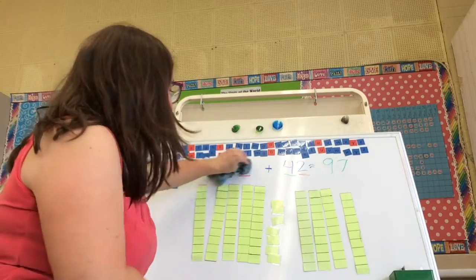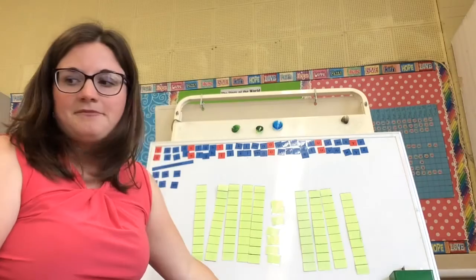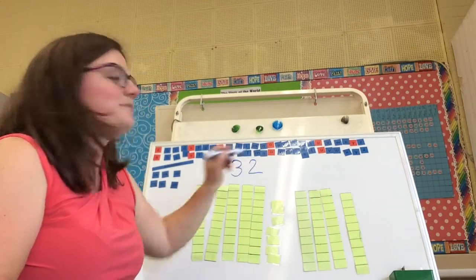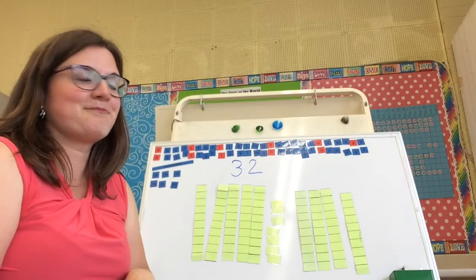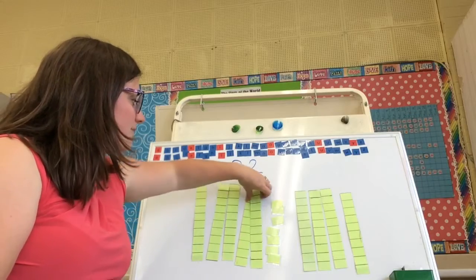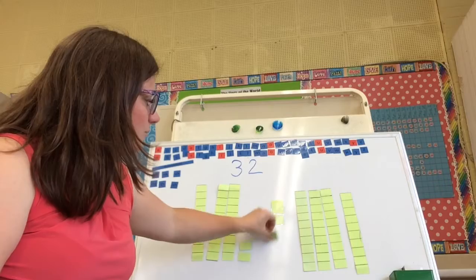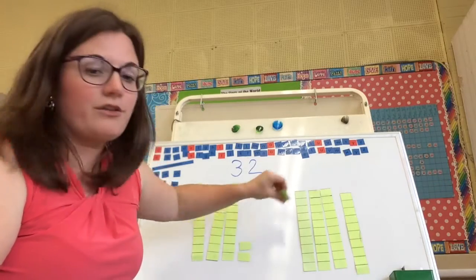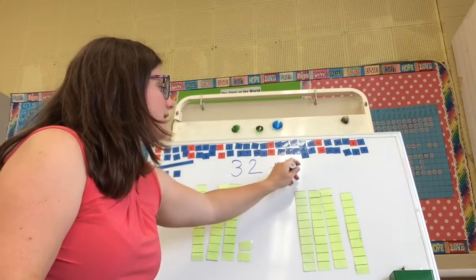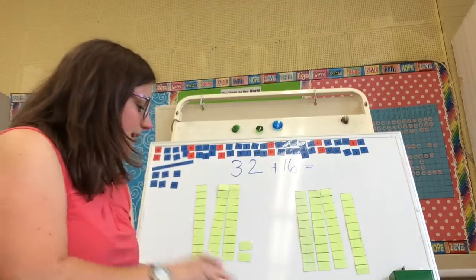Let me just erase here and we'll put our new one up. Okay. Tell me what number this is. Who can say this number out loud? What number is that? 32. So let's make 32 here. So we have 3 tens and we have 2 ones. So we have our 32. And I want to add this number. What number is that? 16 to it. Perfect. So let's make 16.